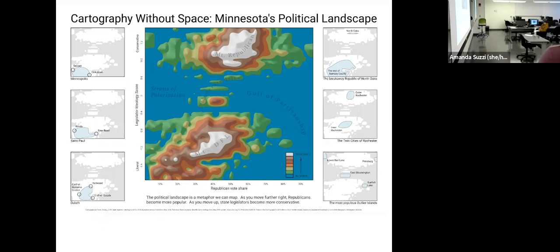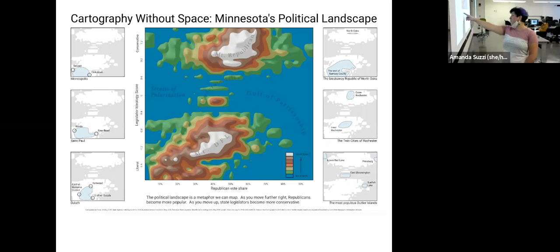There's also some really cool maps. This is one that's not rooted in space. It is the politics of Minnesota. So it's more of a metaphorical map. So you have liberal to conservative, and then the percentage of votes that Republicans have. Yeah, it is a little confusing. I don't even know how to begin.